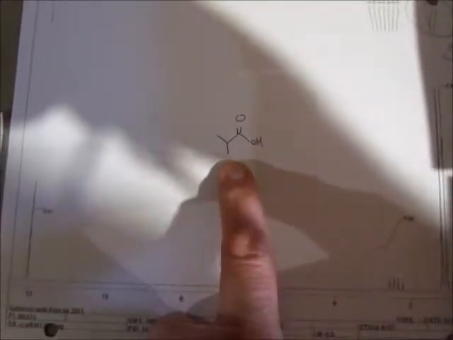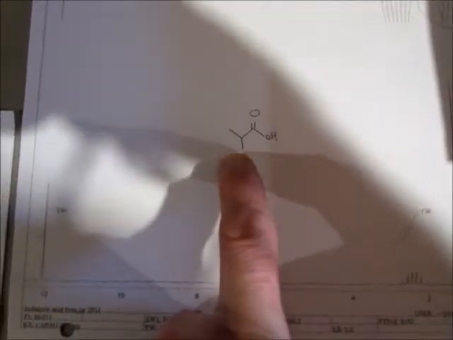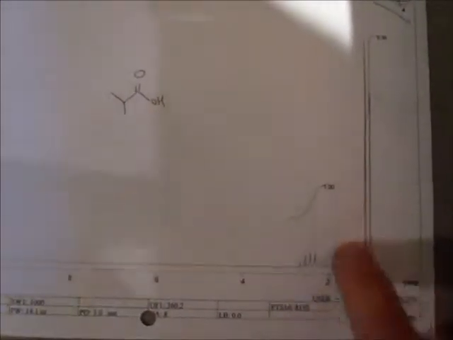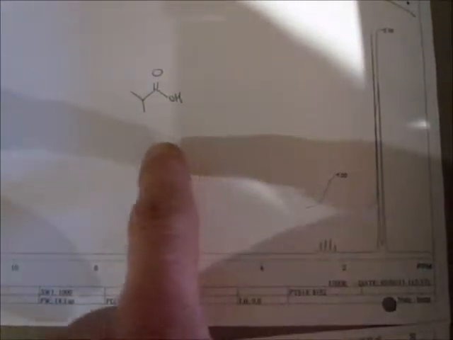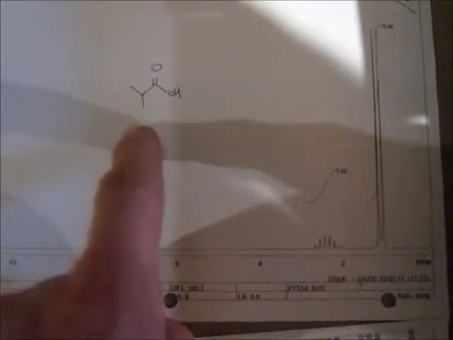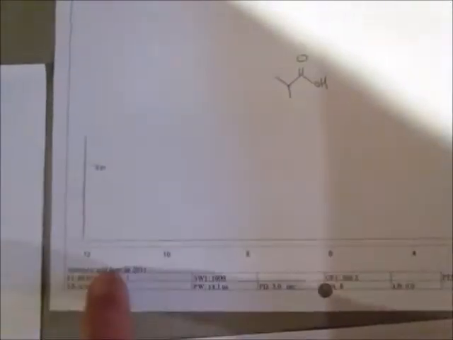Okay, so that's the old compound right there. You're going to have the two methyl groups that are the same, so they're going to make a doublet right there. The hydrogen in the middle talks to these 6, that's a septet, and then the OH is way down here at 12.